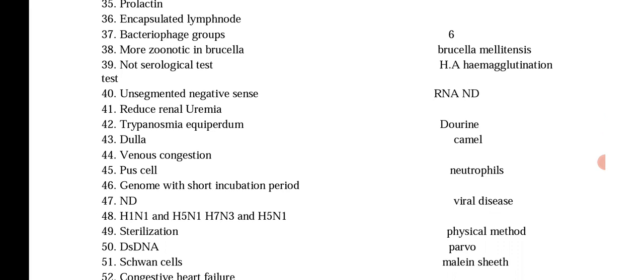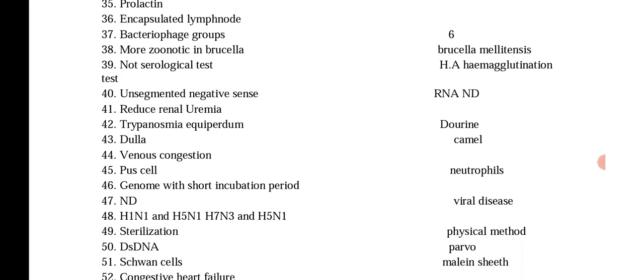Dulla is present in camel. When the camel is sexually excited, this phenomenon is known as rutting, in which its soft palate comes out of its mouth. This bulging out of the soft palate is known as dulla, and the sexual excitement of the camel at its reproductive stage is known as rutting.